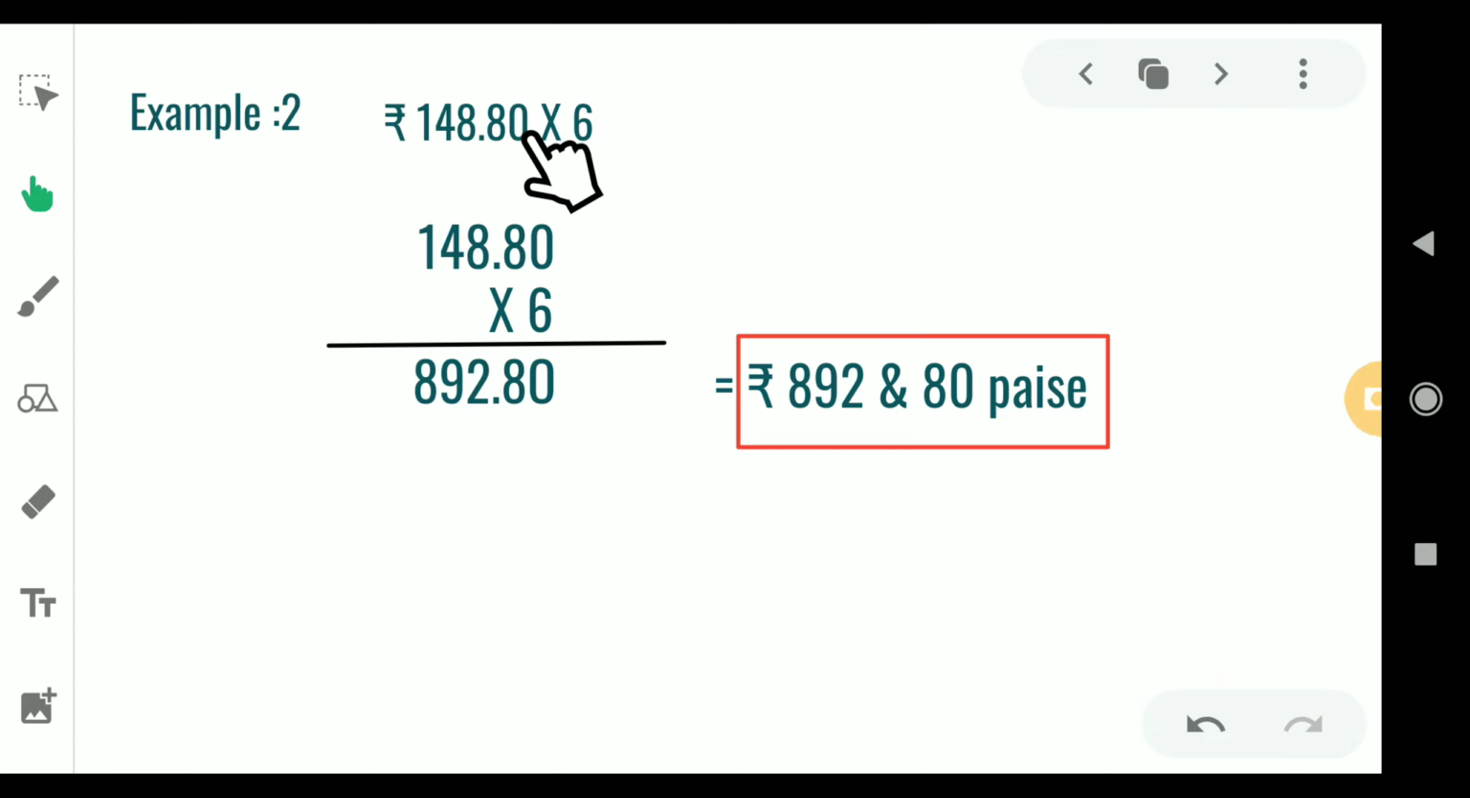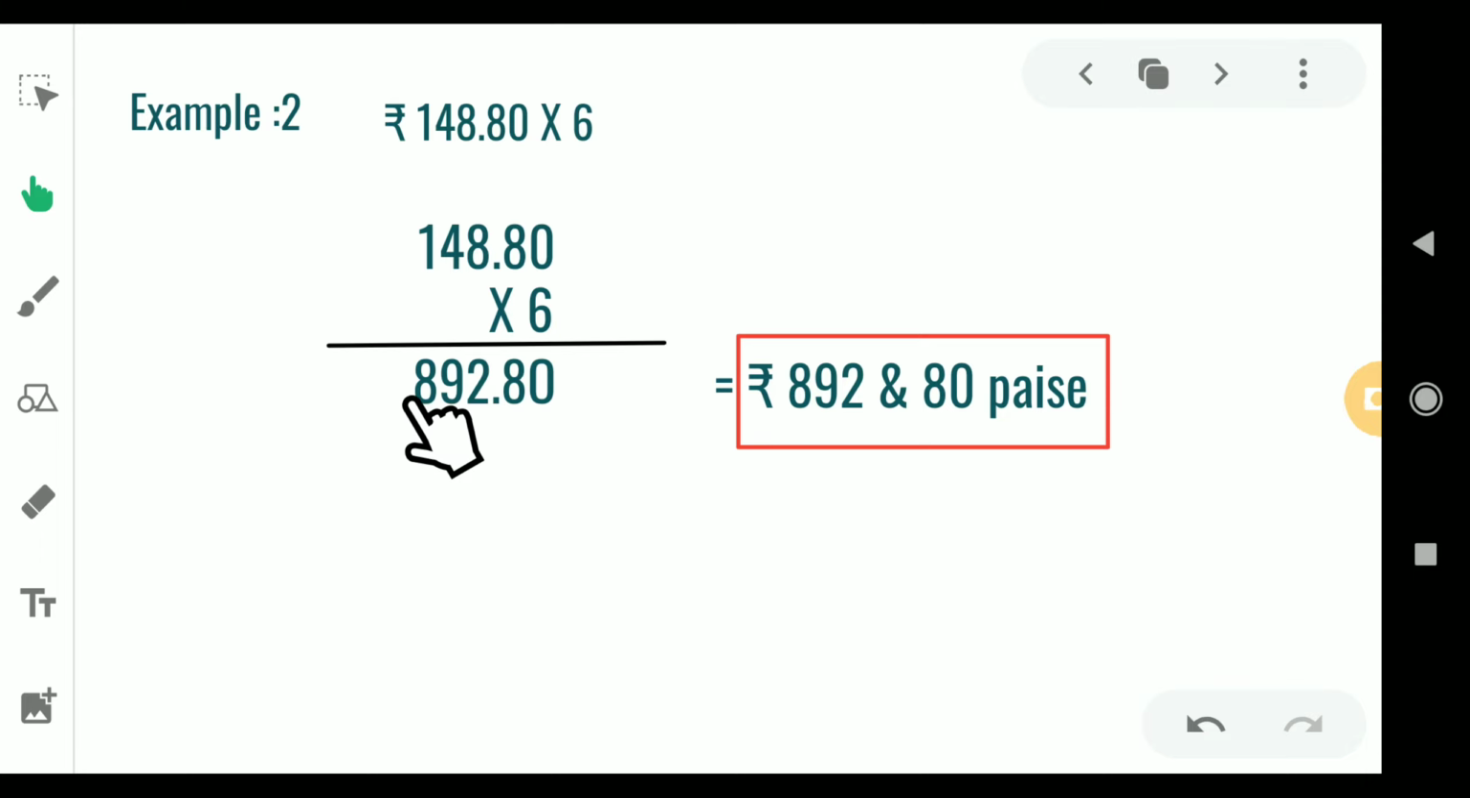So in the original number, the decimal point has been placed after 2 decimal places. So that is why in the product you have to put the decimal point after 2 decimal places. So it will be finally 892.80. As I said, if after the point there is a digit followed by a 0, we can neglect it, or else you can write it, no problem.